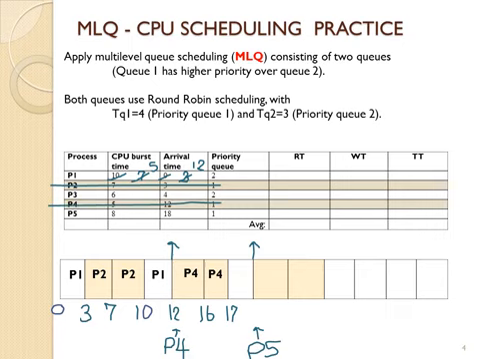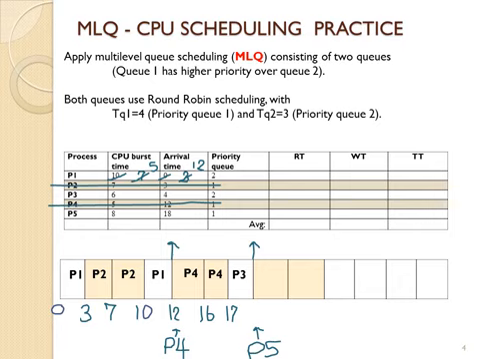Now the current time is 17, and in the ready queue we have P1 that got there at time 12 and P3 that got there at time 4. So what we're going to do is run P3 because P3 got there sooner, and round robin is first come first serve.